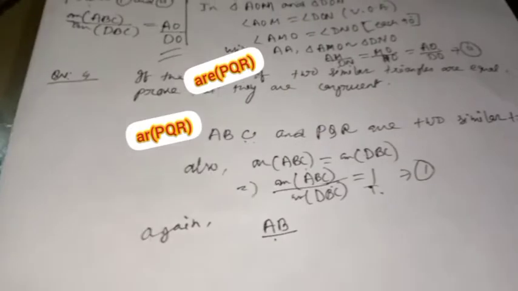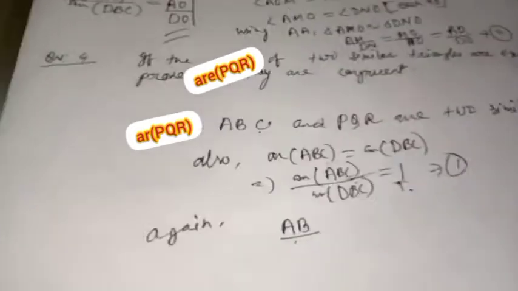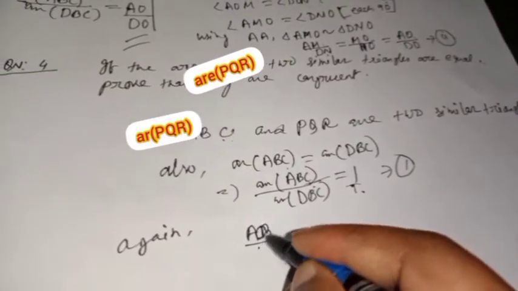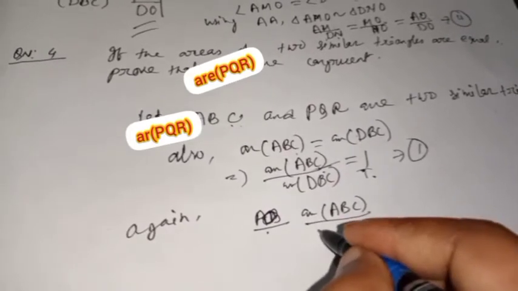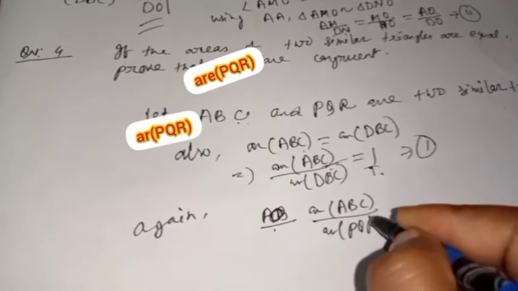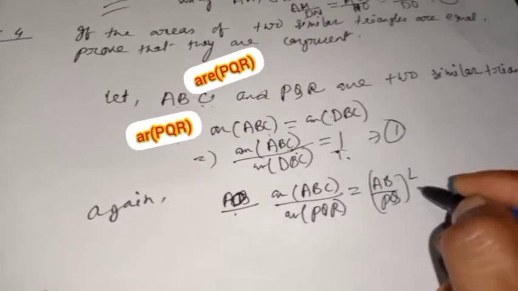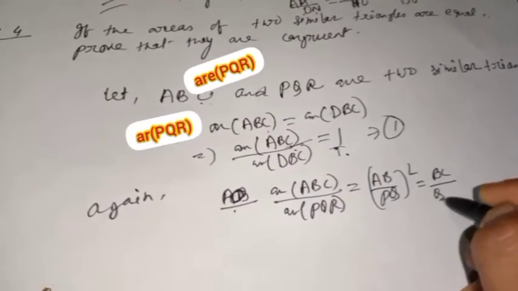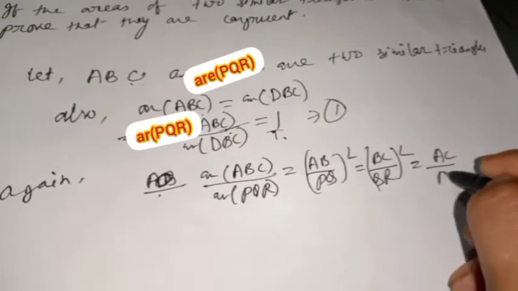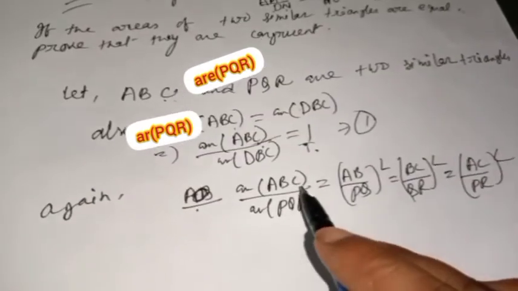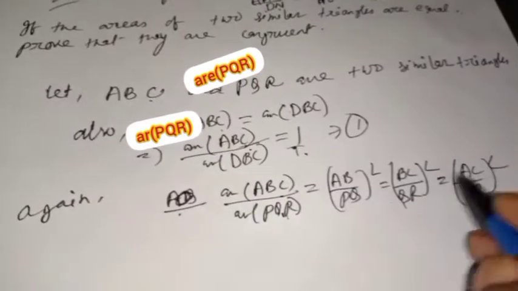Or directly you can do this using Theorem 6.6, that if two triangles are similar, then the ratio of their areas, means area of ABC by area of PQR, you can write as AB by PQ whole square, then BC by QR whole square for corresponding sides, and at last AC by PR whole square. We are using the theorem.